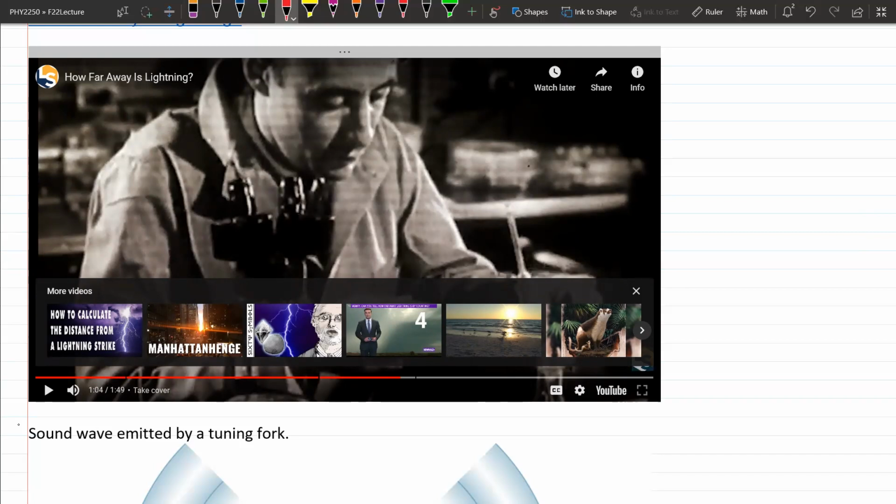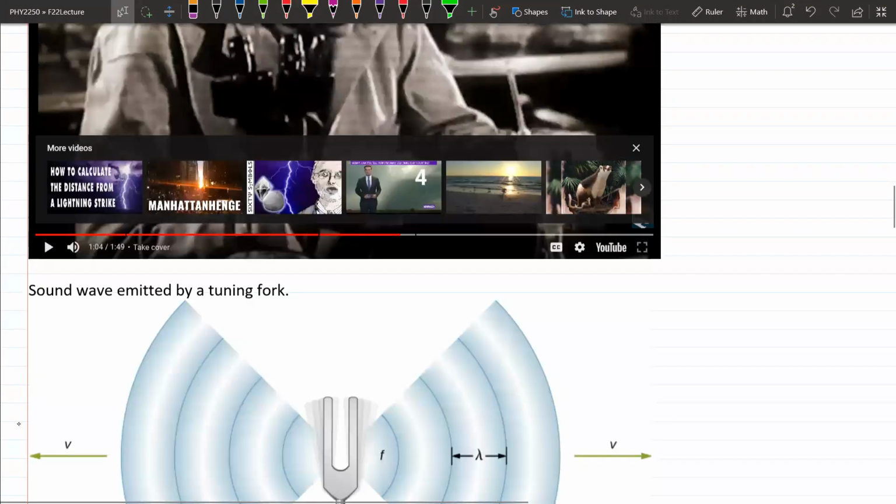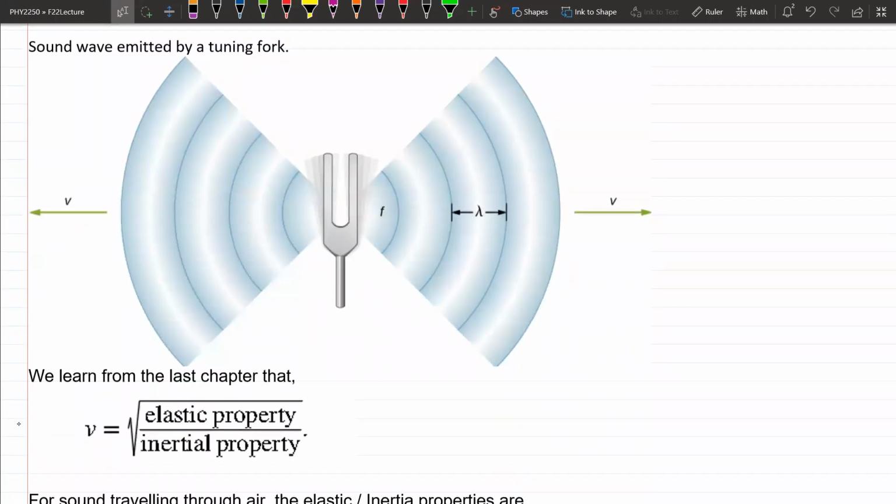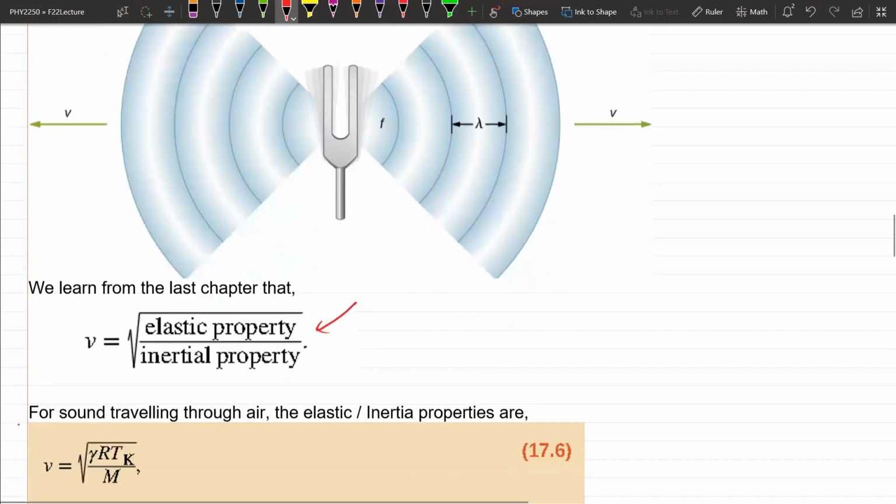Okay, and apparently it travels 1 mile every 5 seconds, right? So that's approximately the speed of sound in non-SI units. But in our case, we can actually calculate this by going back to chapter 16, where if we want to find the speed of some sort of wave, you always just consider the elastic property of the medium, then you divide by the inertia property, and you square root the whole thing.